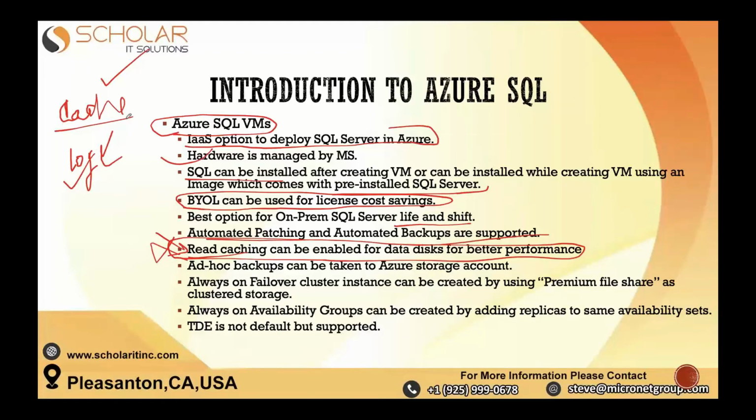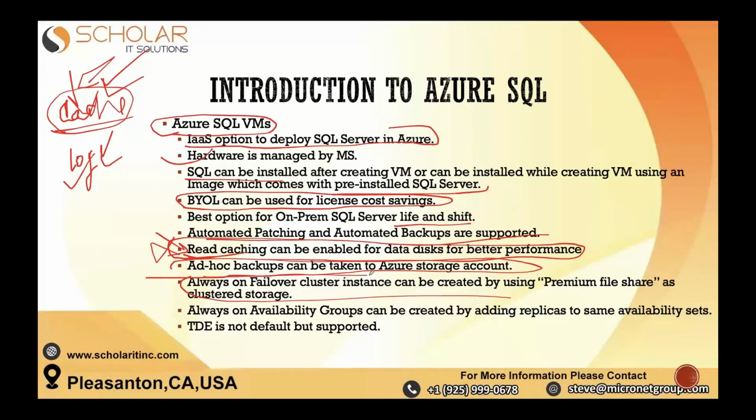All right. So how does this help? What if the data which you are writing is required for read at the same time? Now the server won't have to go to disk and pull data from the data file, right? It can get that from the disk cache itself. That's why this is good stuff. Now you can set up your ad hoc backups, and those backups can be taken to an Azure storage account. You can have your Always On failover cluster instance.